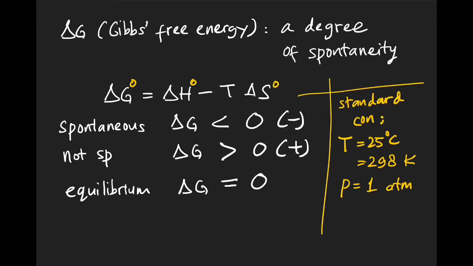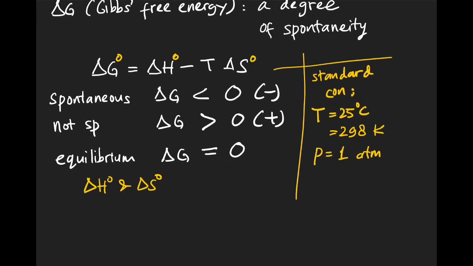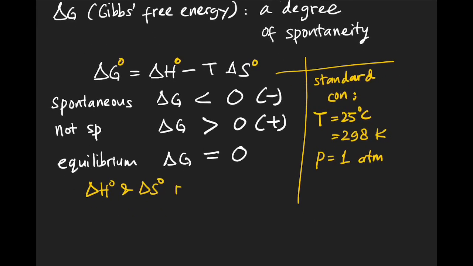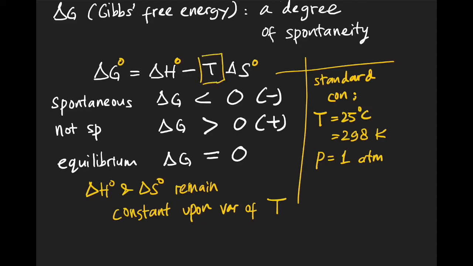Now, normally we assume that the delta H and also the delta S are not dependent on temperature, or we can also say that they remain constant upon variation of temperature. So although we have the T is not equal to 25 degrees Celsius, we can still use this equation and we can still use the value of delta H and also the value of delta S, because we assume that they remain constant at any T.